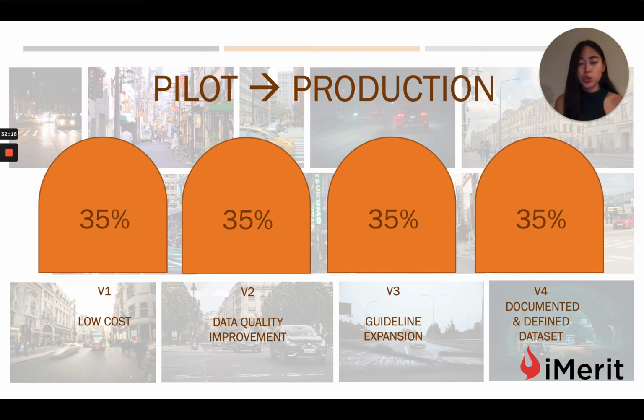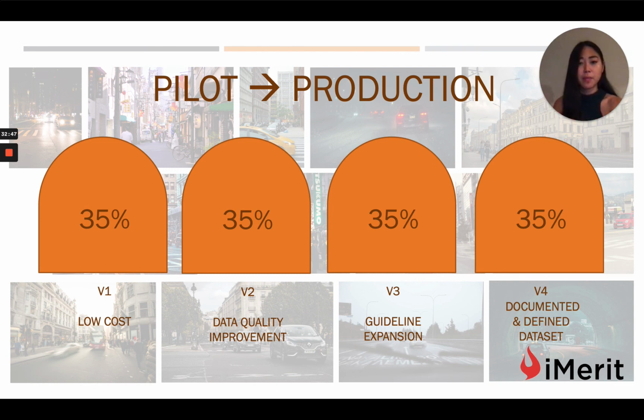So in short, the process: if you have a strong team and a strong communication method, you'll be able to move on from the low-cost version 1 dataset to the version 2 dataset, which is really focused on data quality improvements, to version 3, where you're expanding or improving upon the guidelines, to version 4, where you have a documented, defined dataset for something that is closer to production level.